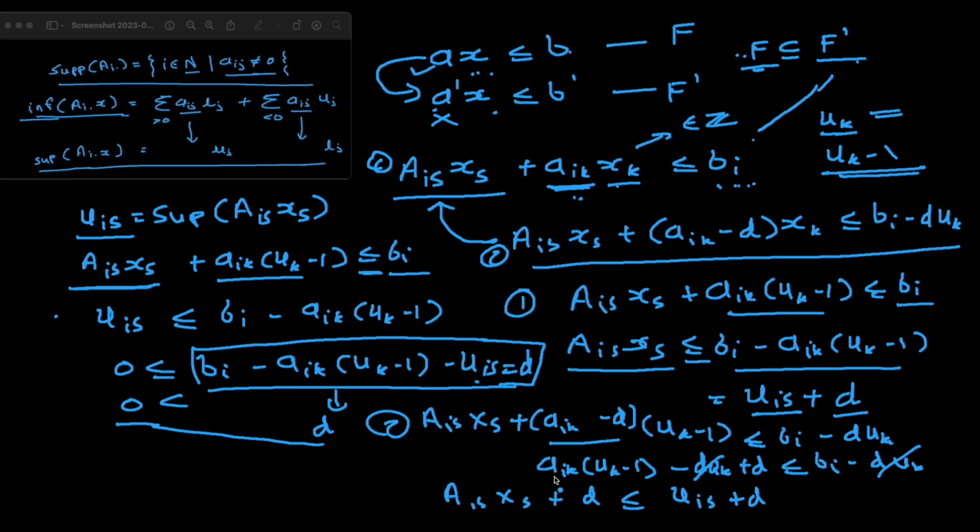So this is basically the same term, aik times uk minus 1, which is subtracted from bi on the right hand side, which we saw is uis plus d. So this is uis plus d, and these d parts will cancel out. So this term aisxs has its tighter bound, which is uis, which is the good part. So this is what we want. And for all the smaller values of xk, both of these constraints are trivially satisfied.